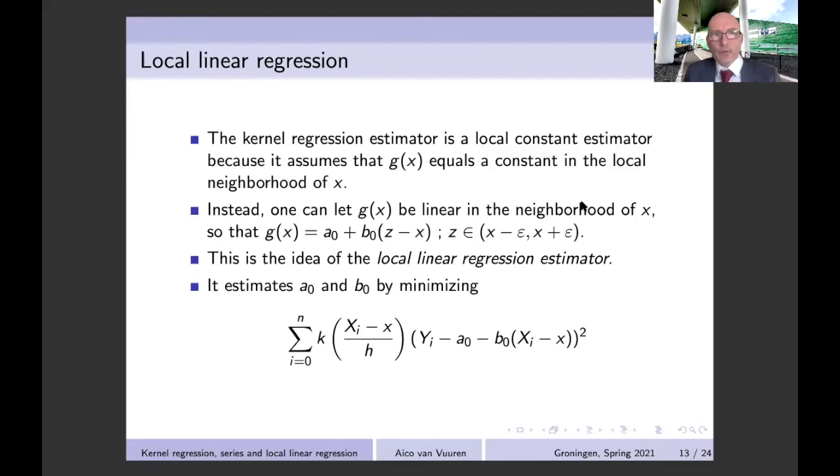That brings me to the next non-parametric regression estimator, and that is local linear regression. What local linear regression tries to do is bring together all the good things of both series estimation and kernel regression estimation. What you should realize is that I just said that kernel regression estimation is a local estimation method, and that makes this method very flexible.